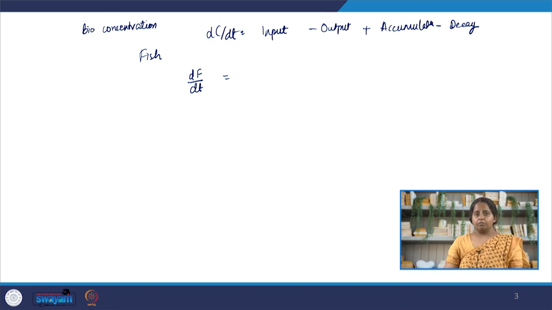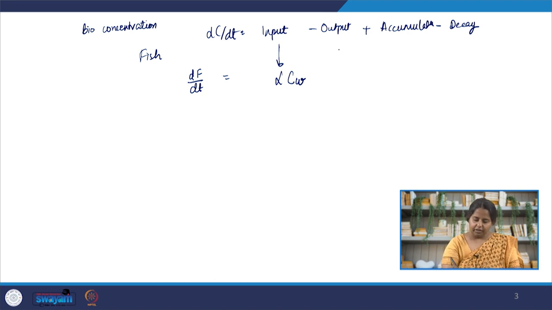So input is how much the body of the fish is getting just by existing in the water, how much they are taking in by being in contact with the water, whether it is entering through the gills or diffusing through the skin, the barrier. So this is going to be dependent on the concentration of the contaminant in water because it is passing through the skin barrier. The higher the concentration, the faster the diffusion would be, the faster the transmission of the contaminant would be.